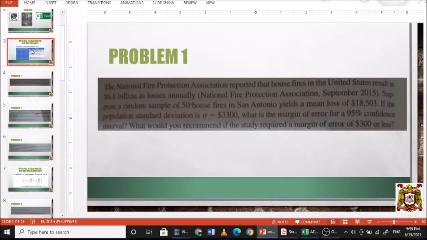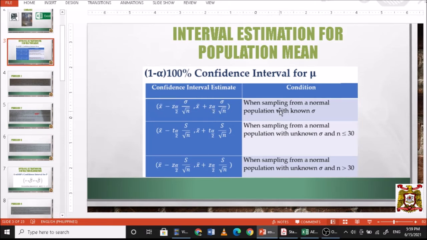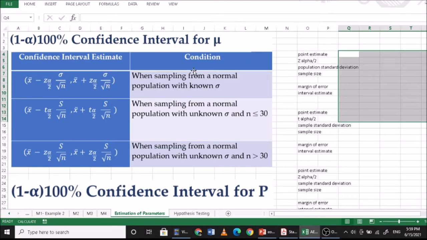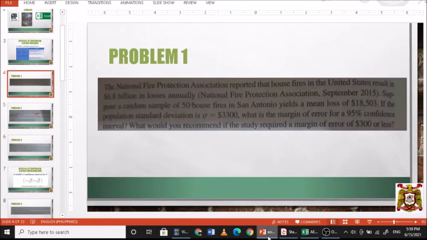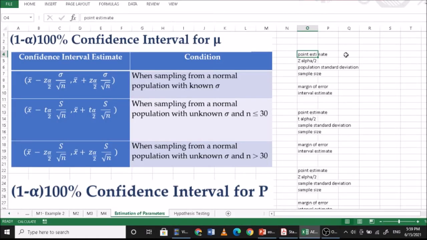Since the problem identifies that there is a population standard deviation, so sigma is known, we go with condition 1. Using Excel, you can plot out all the parts of the formula in this manner. First is the point estimate, which is the sample mean. The sample mean is 18,503. That is your mean loss. So we plot out here 18,503.